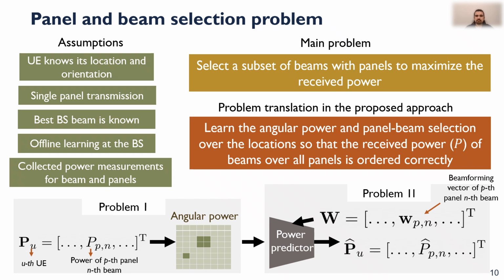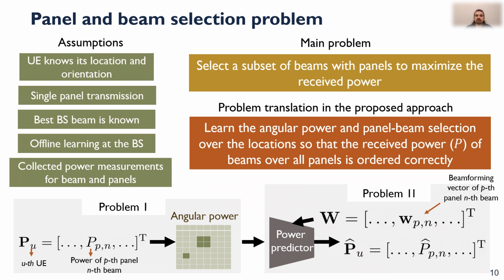So far, we explained the system model, the DMA channel model, and the beamforming weights for particular azimuth and elevation angles, where the DMA codebooks are obtained from the sampled azimuth and elevation angles. And the beam and panel selection problem is stated as follows. In this work, we make some assumptions. However, our proposed solution is not tied to these assumptions strictly. The UE knows its location and orientation, which can be done through sensors such as GPS and IMU sensors. And nowadays, most devices are equipped with those sensors.